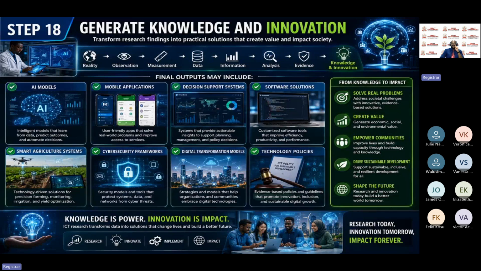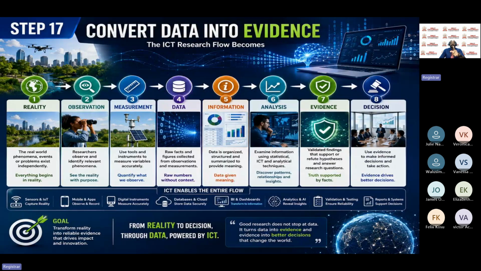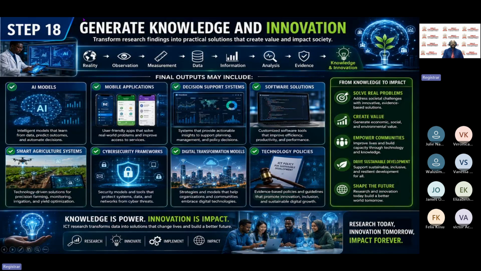Now, most of the ICT researchers fail in one thing. They think of a software project. My scholars, don't think of a software project until you convert this data in step 17 to evidence. Don't focus on it. Software is not your aim. Your aim is to convert data into evidence, into an ICT-enabled solution. Once you come to that, now you decide.